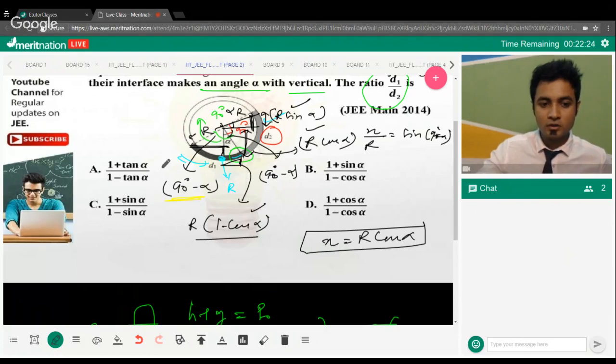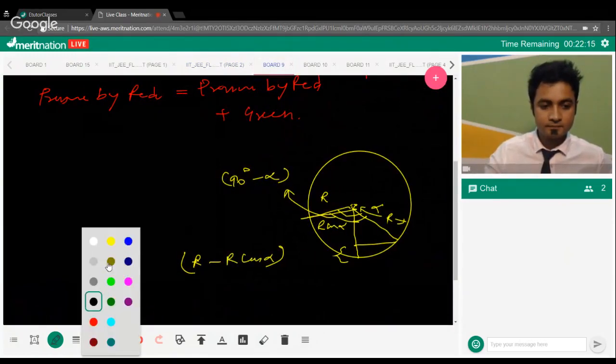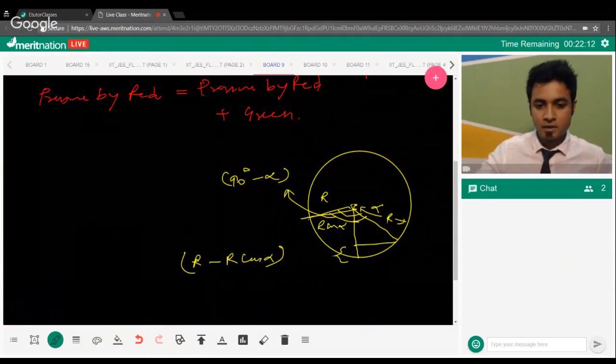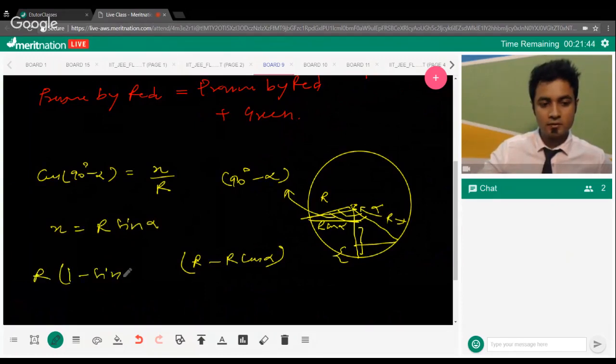So this I need to calculate, this height. This is 90 minus alpha, so cos of 90 minus alpha is equal to x upon r. So x will become r sin alpha, and this height will become r(1 minus sin alpha).